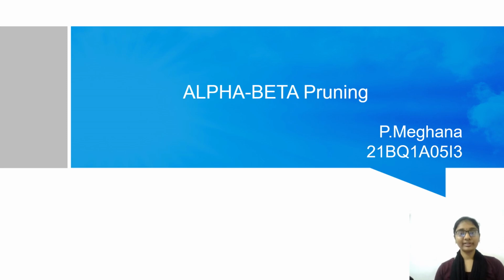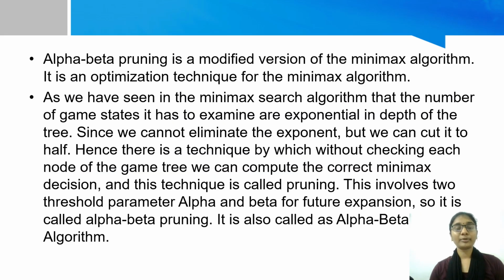21BQ1A05I3. Today we will discuss alpha beta pruning. Alpha beta pruning is a modified version of the min-max algorithm. It is an optimization technique for the min-max algorithm.